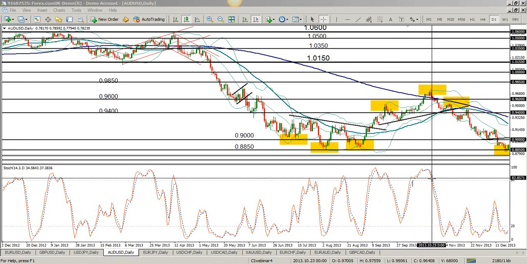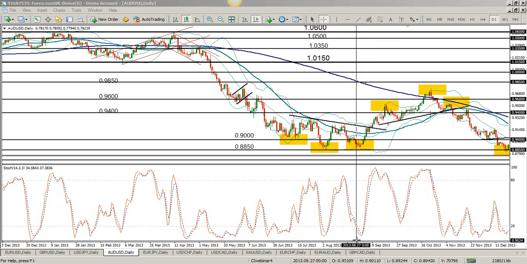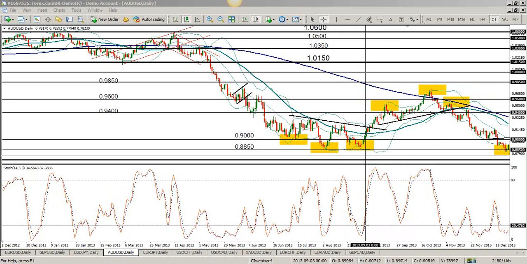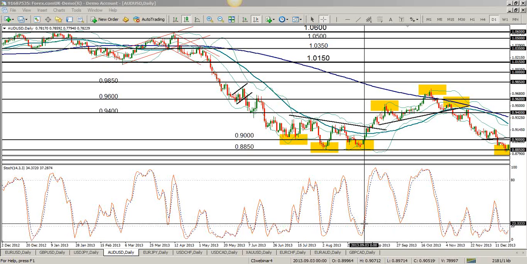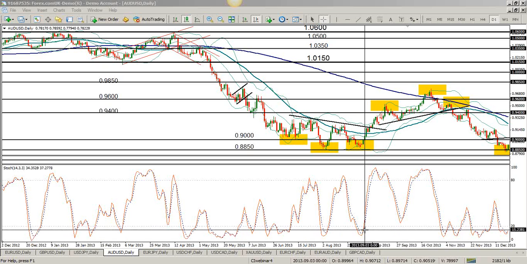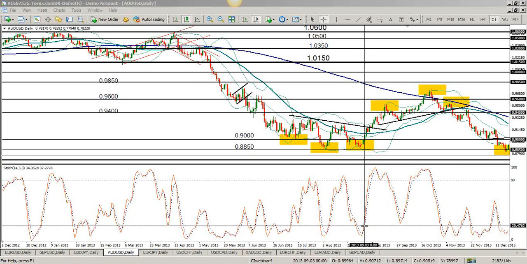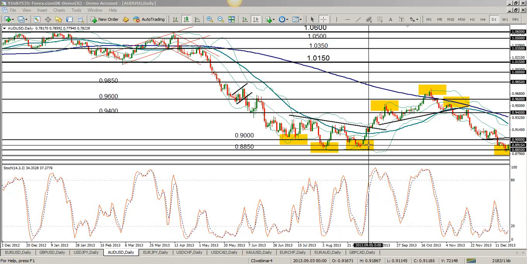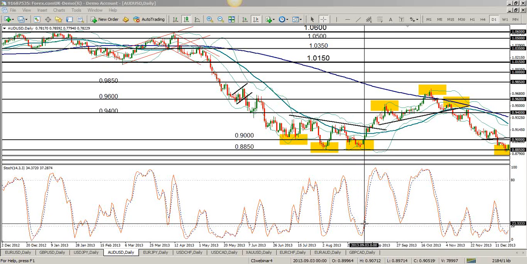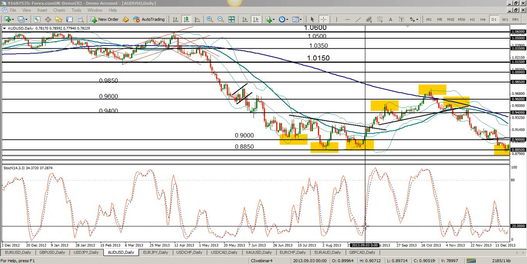But this one, as you can see here, at major turning points, when it emerges from oversold, I'm looking to go long. And as you can see, this is a very early signal as well. So when it emerges, I'm looking to go long.